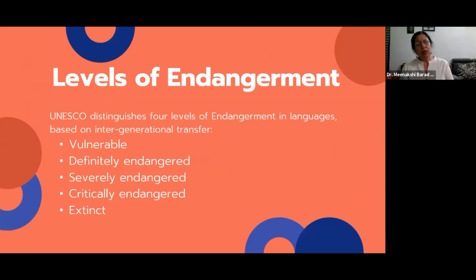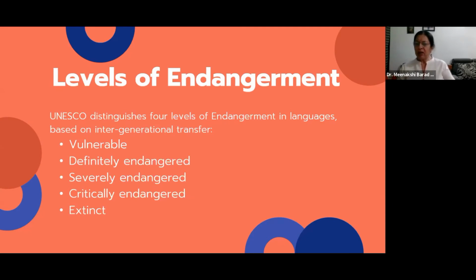UNESCO distinguishes levels of endangerment in languages based on intergenerational transfer. So the first is vulnerable, so a language at risk. Then there is definitely endangered. When it's vulnerable, most children speak the language, but it might be restricted to certain domains like home. Definitely endangered is when children no longer learn the language as a mother tongue in the home. Severely endangered is when the language is spoken by grandparents and older generations, while the parent generation may understand it but do not speak it to the children or among themselves.